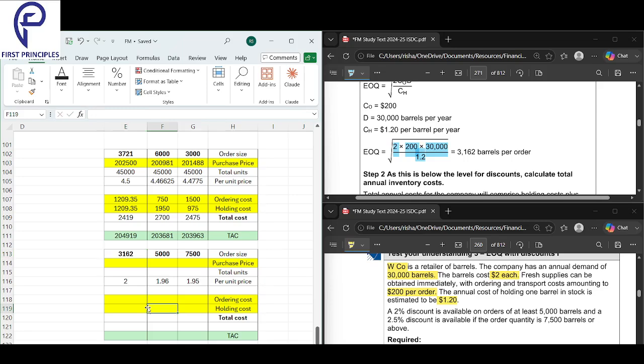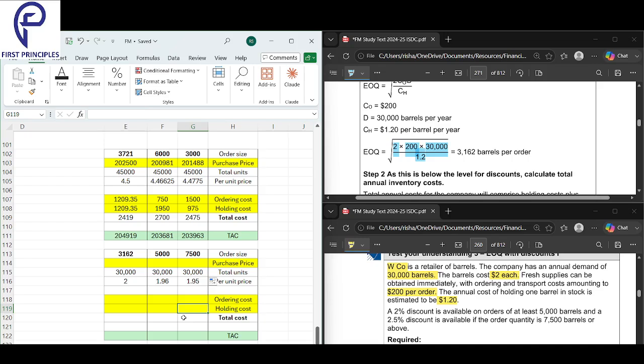So now, total units on an annual basis, how much units do we need? They have told 30,000 we need. So in every case, we need 30,000 units every year. In every case, we need the total units as 30,000.